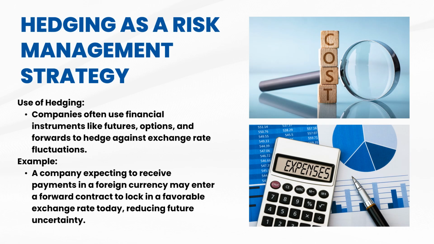One of the most common strategies for managing exchange rate risk is hedging. Hedging involves using financial instruments like futures, options, or forwards to protect against unfavorable currency movements. For example, a company expecting to receive payment in a foreign currency might enter into a forward contract to lock in a favorable exchange rate today, thereby reducing the risk of the exchange rate worsening before payment is received. Hedging helps companies manage risk by providing more certainty in their financial planning.